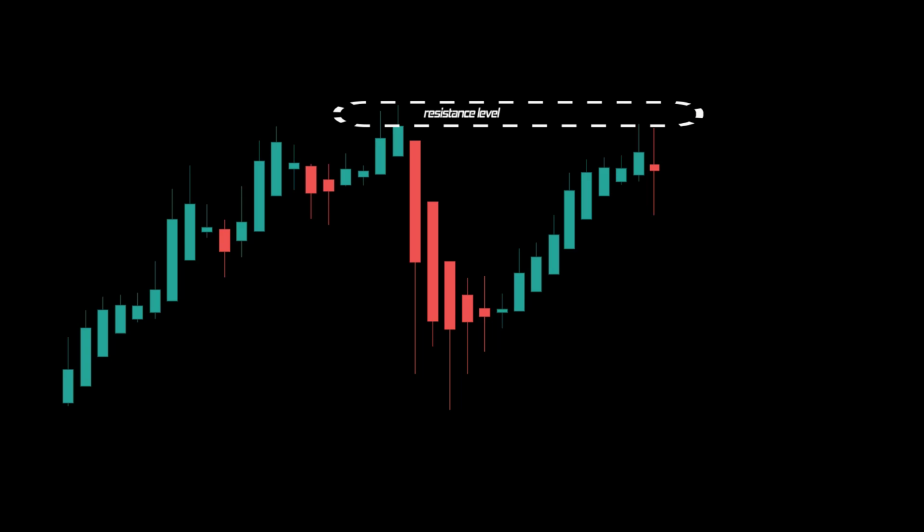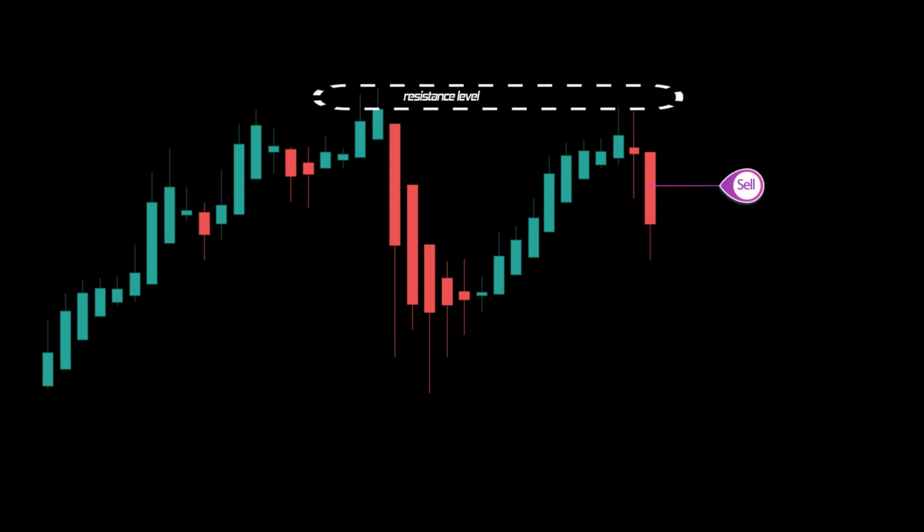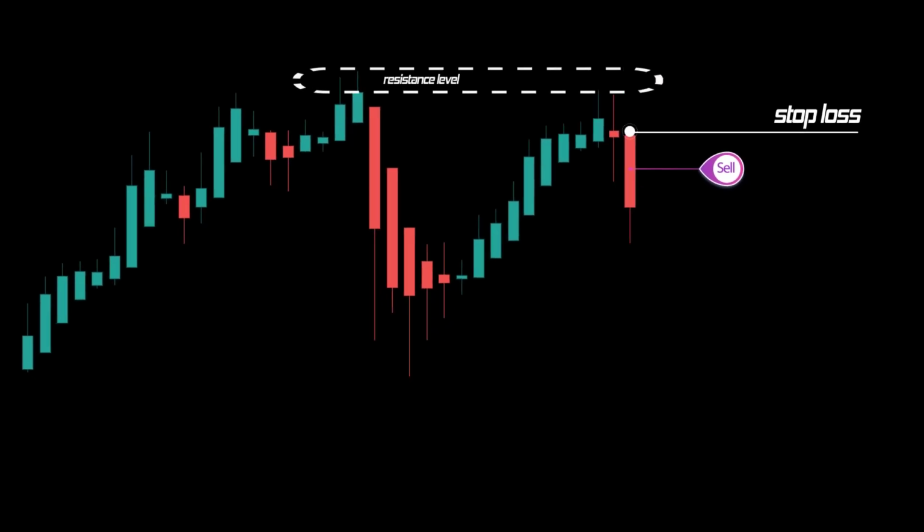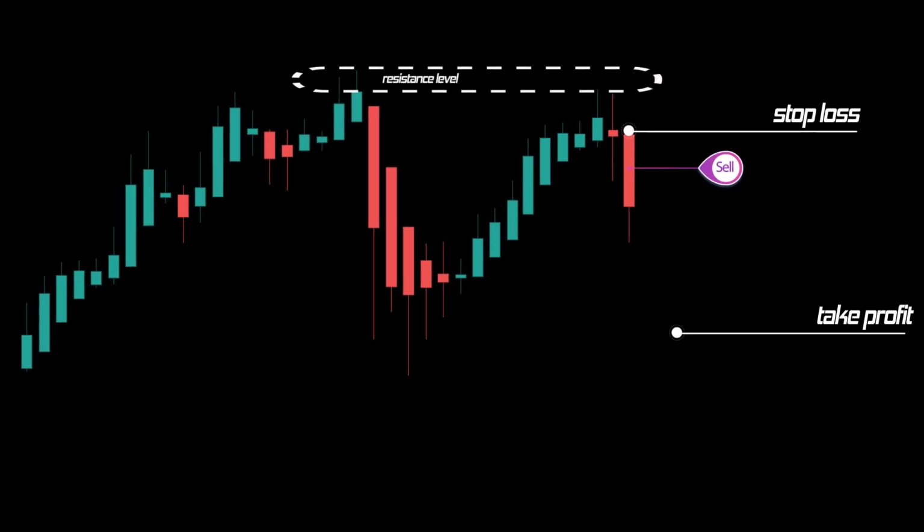Again, this signals that the uptrend is losing strength. Finally, we get a strong red candle with a large body and no upper wick. This confirms that the resistance is holding and the price is likely to drop from here. So we can place a sell trade at the close of this red candle, set the stop loss above the candle's high, and target the next support level as our take profit zone.